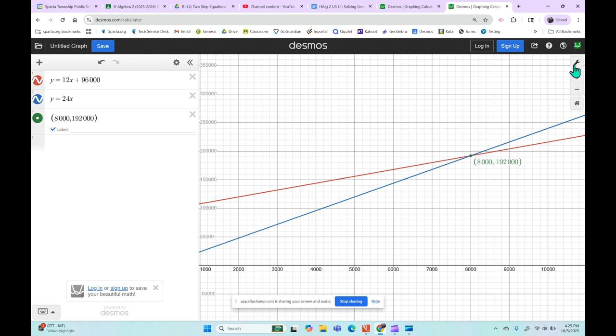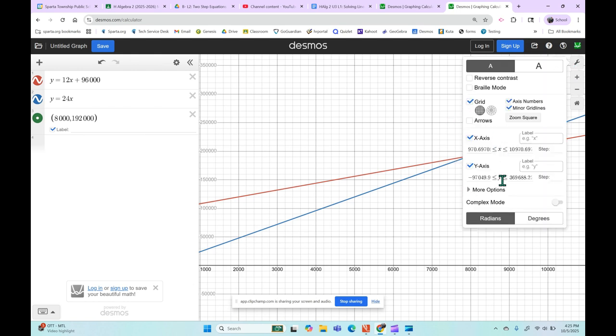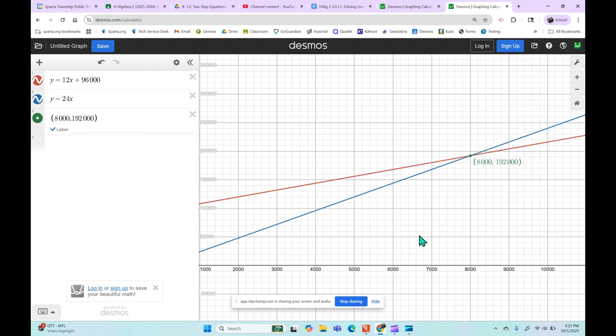On Desmos, of course, you can play with your X and Y axis and make it so you can see things, which I've already pre-done. And you can see this is the equation in red for what they spend. And this is the equation in blue for what they earn. So anything less than that 8,000 books, you can see the earning is less than what they're spending, so they're at a loss. Anything more than the 8,000 books, the earning equation is higher than the spending equation. So you can see that's where they're making a profit.